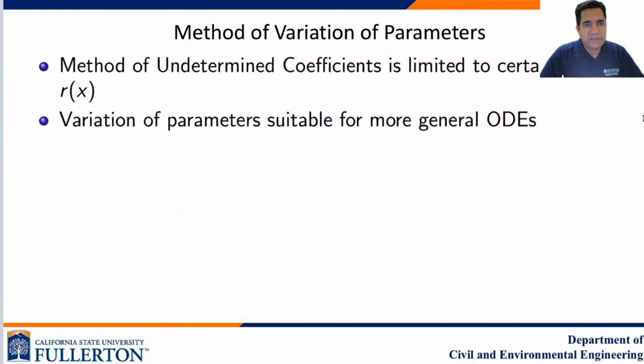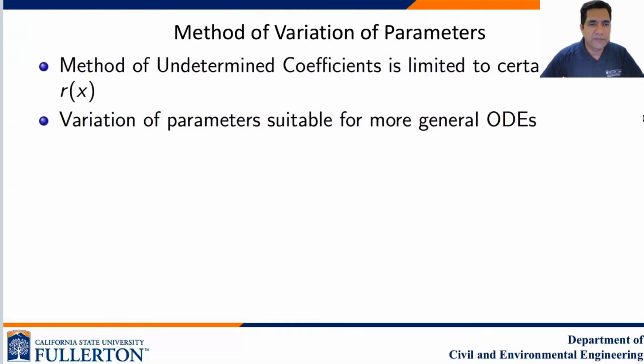Now let's move on to the second method. As we saw, the method of undetermined coefficients is limited to certain forms of R(x). It has to be simple functions. Otherwise, that method doesn't work. But the method of variation of parameters is more general, and it is also applicable to higher order ODEs.